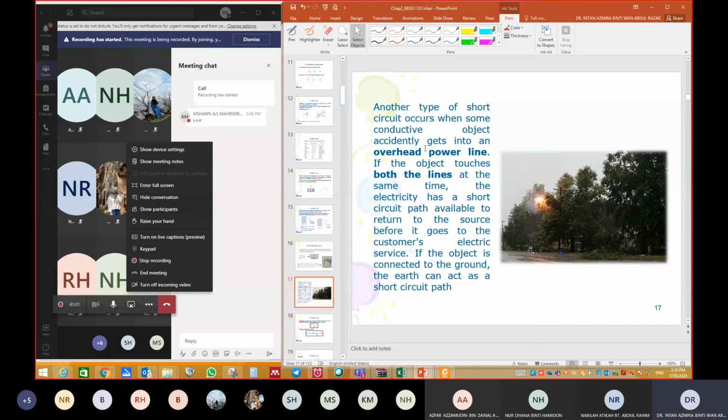Another type of short circuit occurs when some conductive object accidentally gets into an overhead power line. If the object touches both lines at the same time, the electricity has a short circuit path available to return to the source before it goes to the customer. If the object is connected to the ground, the earth can act as a short circuit path because at ground the voltage is equal to 0.